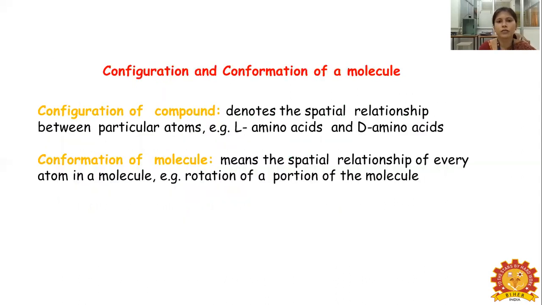Before going to the structure of the different levels of proteins, we should know what configuration and conformation of a molecule are. When we talk about the configuration of a compound, that denotes the spatial relationship between particular atoms. For example, L amino acid or D amino acid. In the L amino acid, the NH2 group, the amine group, is on the left hand side of the alpha carbon, and in the D amino acid, it is on the right hand side. But when we talk about the conformation of a molecule, this means the spatial relationship of every atom in a molecule, like rotation of a portion of the molecule.